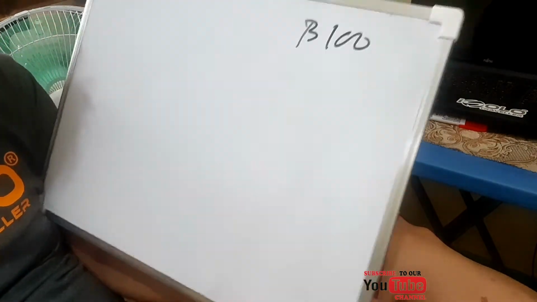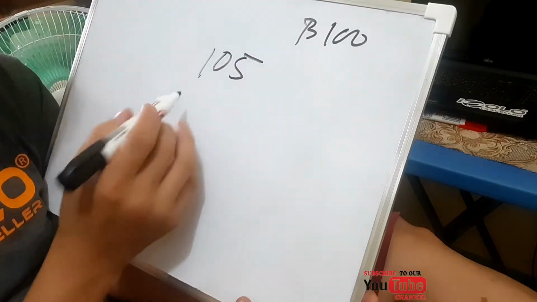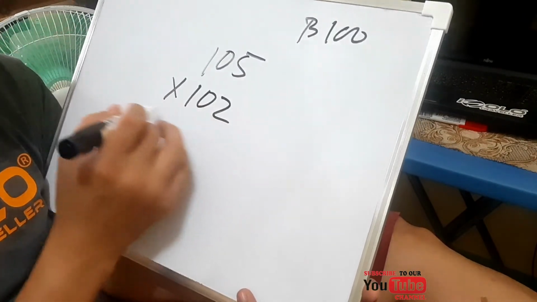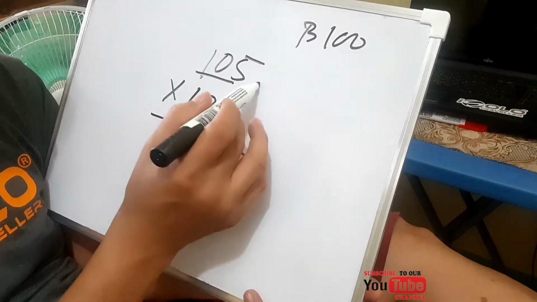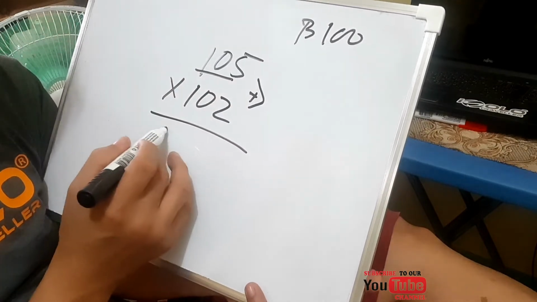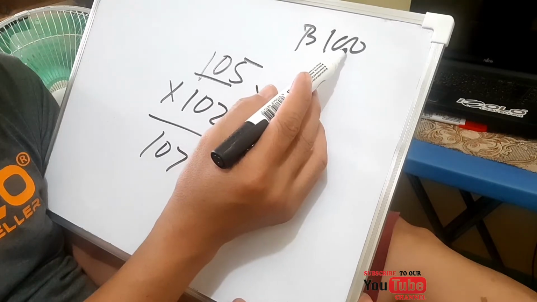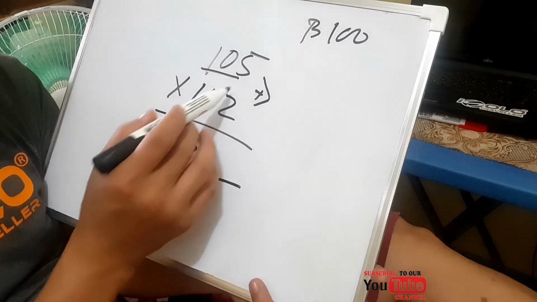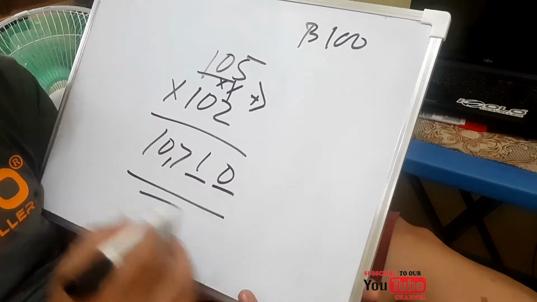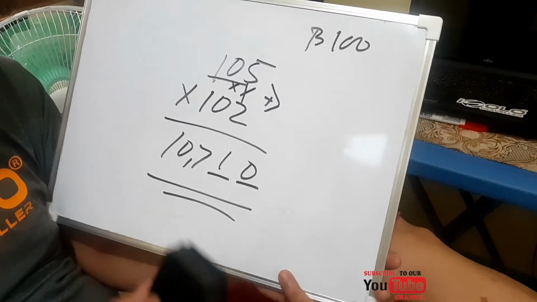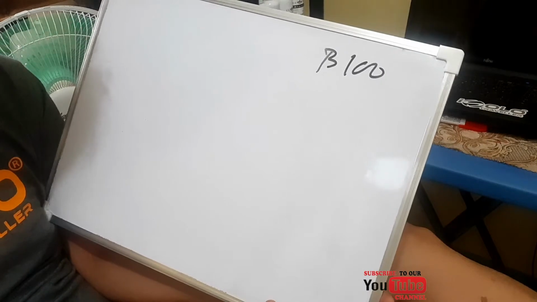Let me give you another example of base 100 using 105 times 102. As usual, add this entire number to 105 plus 2, 107. Since we have 2 zeros in our 100, add 2 spaces here. 2 times 5 is 10. This is your answer. See how quickly and easily you can answer this kind of monstrous number.